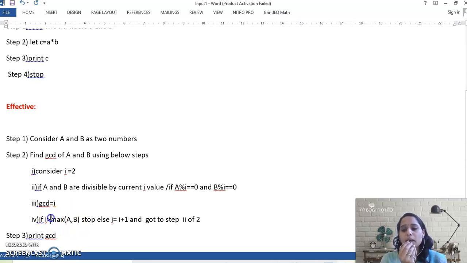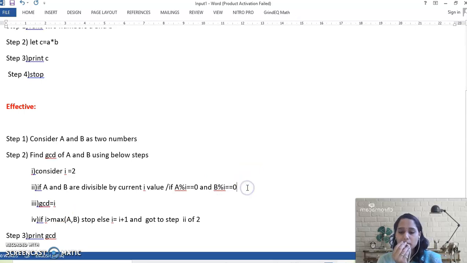So every time I will check whether I has crossed the maximum limit or not. If it is greater than the maximum limit, then I have to stop. If not, then I have to increment I, so the next value of I will be 3. And again I have to go to step 2, a sub step of the main step. So I will again go here. Again I will check whether A and B are divisible by the current I value, that is 3. If it is divisible, then I will put this as the GCD.